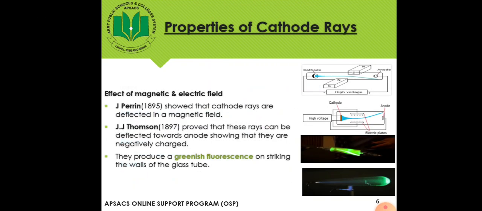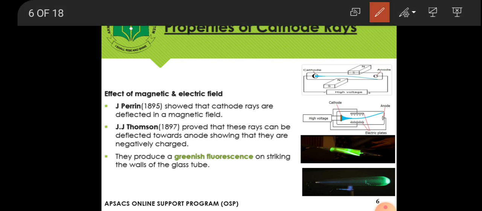Students, let's study the properties of cathode rays, that is the properties of the rays that are produced in a gas discharge tube. The first property is the effect of magnetic and electric field. In the first diagram, we can see that when a magnet is brought close to the cathode rays, then the cathode rays are deflected towards the north pole. North pole is positively charged and south pole is negatively charged, and that is why the cathode rays are deflected towards the north pole of the magnet.